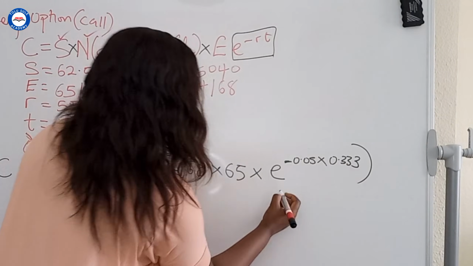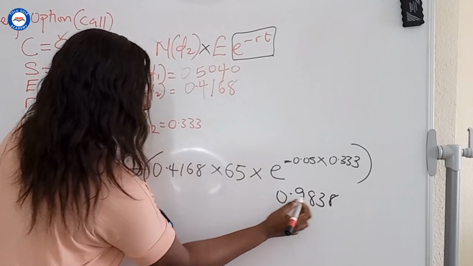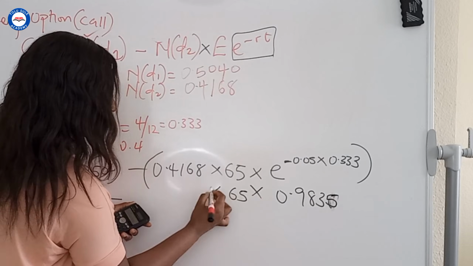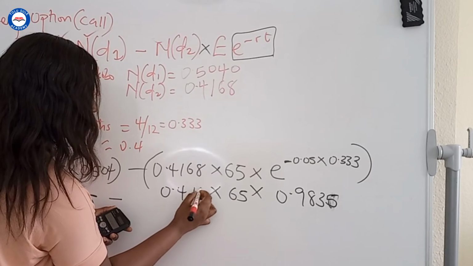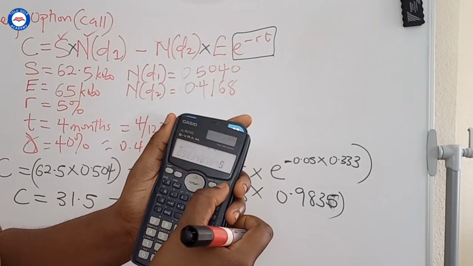0.9834. 0.983348. That's 35 multiplied by 65 multiplied by 0.4168. Let me show you if you remove the minus.